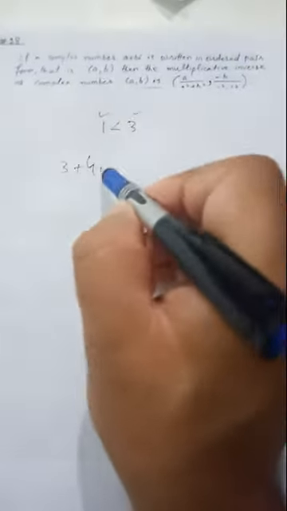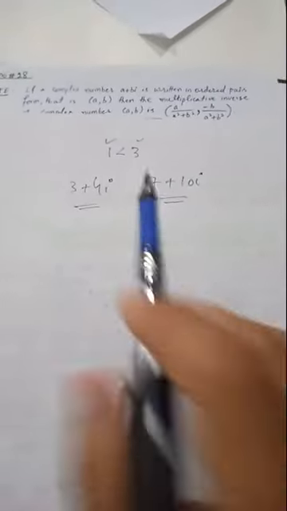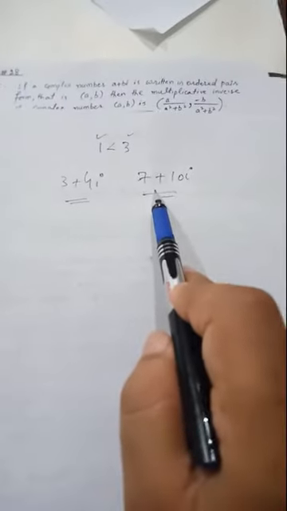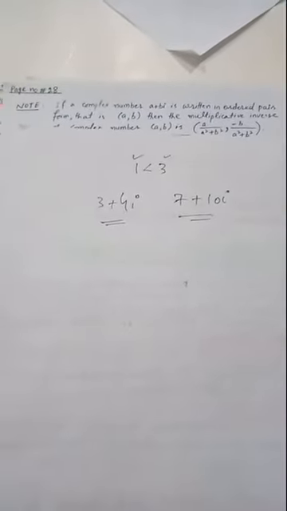Now if I consider two complex numbers, 3 plus 4i and 7 plus 10i, can I say which complex number is greater or which is less than the other? No, the order relation is not defined in the set of complex numbers. You cannot say that this complex number is greater or less than that complex number. Remember, the order relation is not defined in the set of complex numbers, meaning you cannot say that one complex number is greater than the other or not.